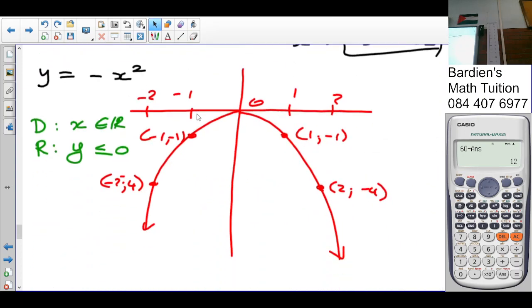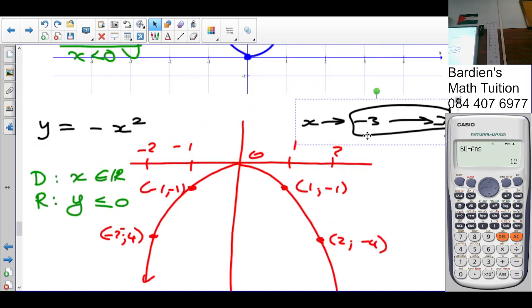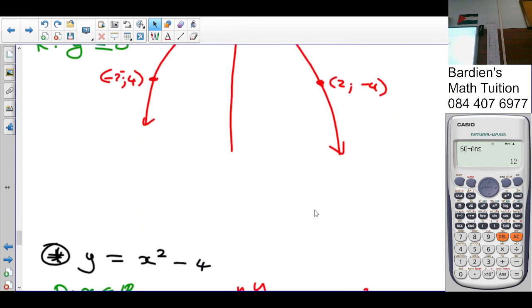Right. Now answer that increasing, decreasing question there. What is this here?